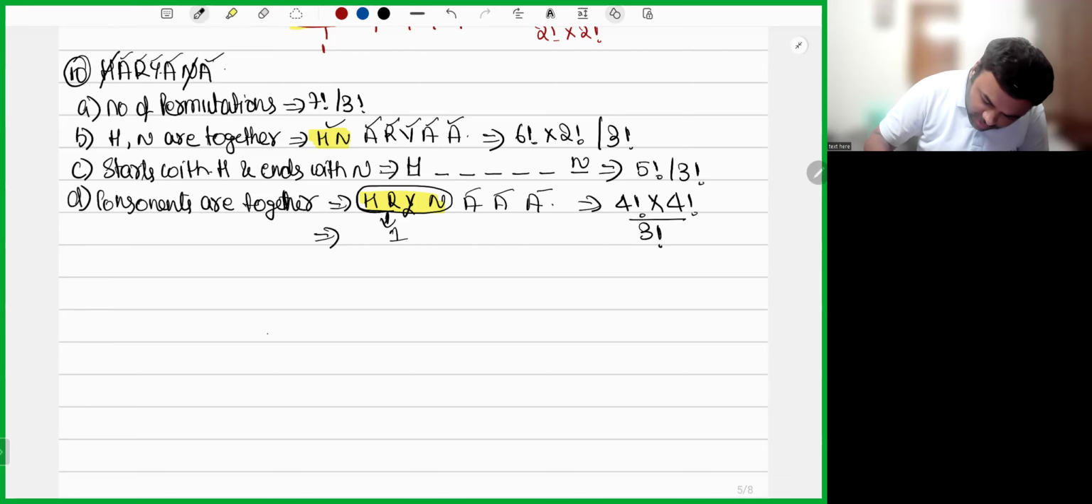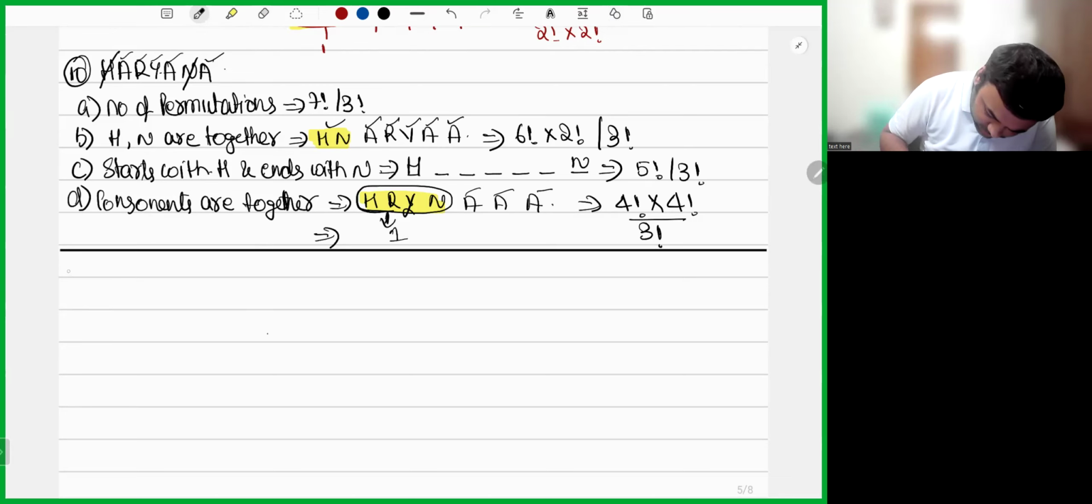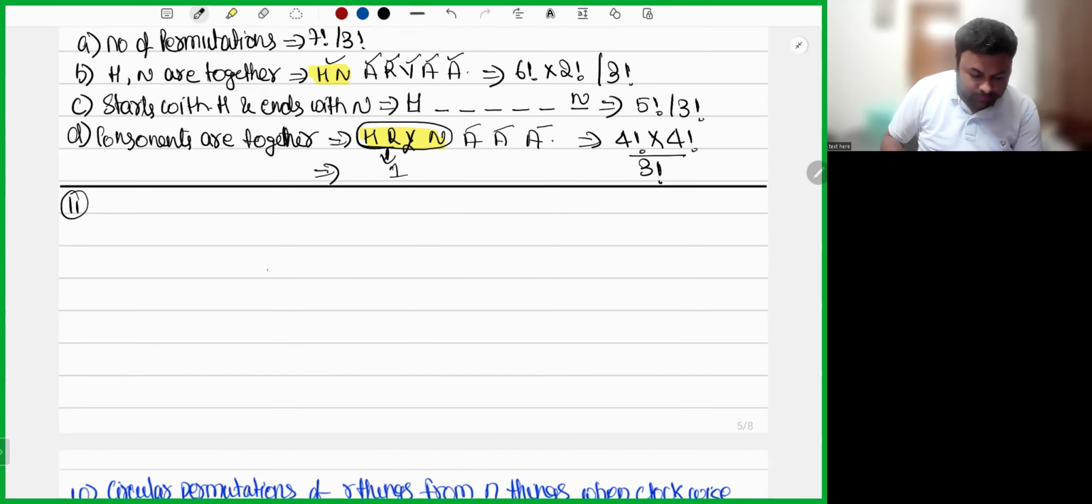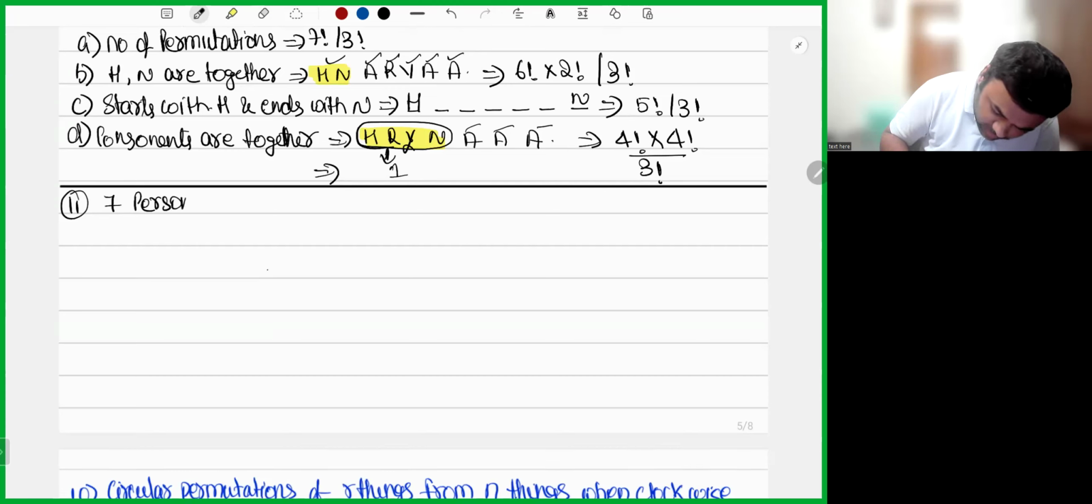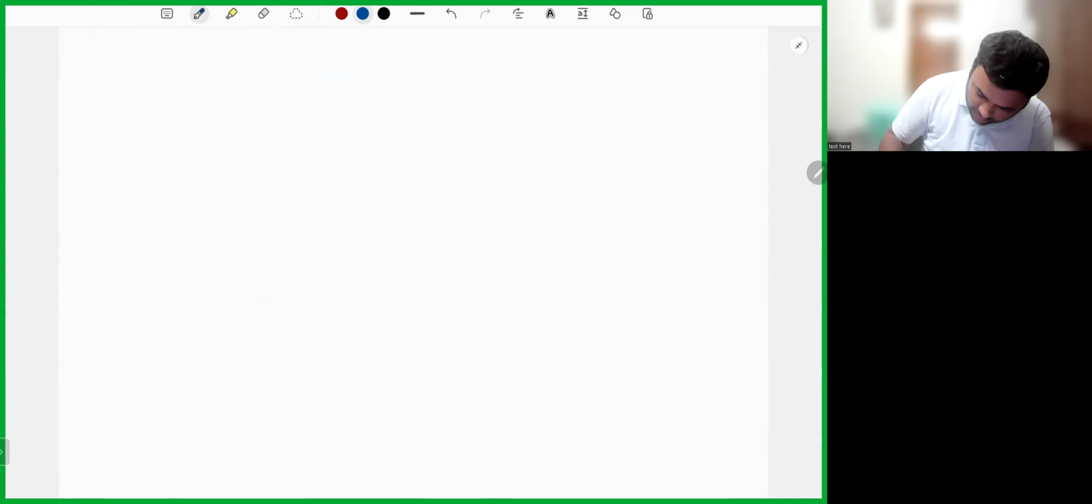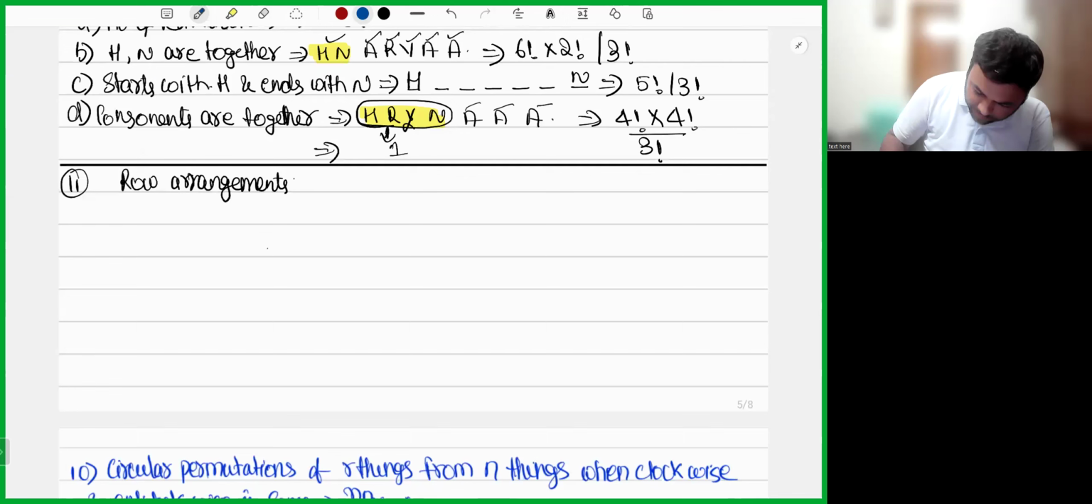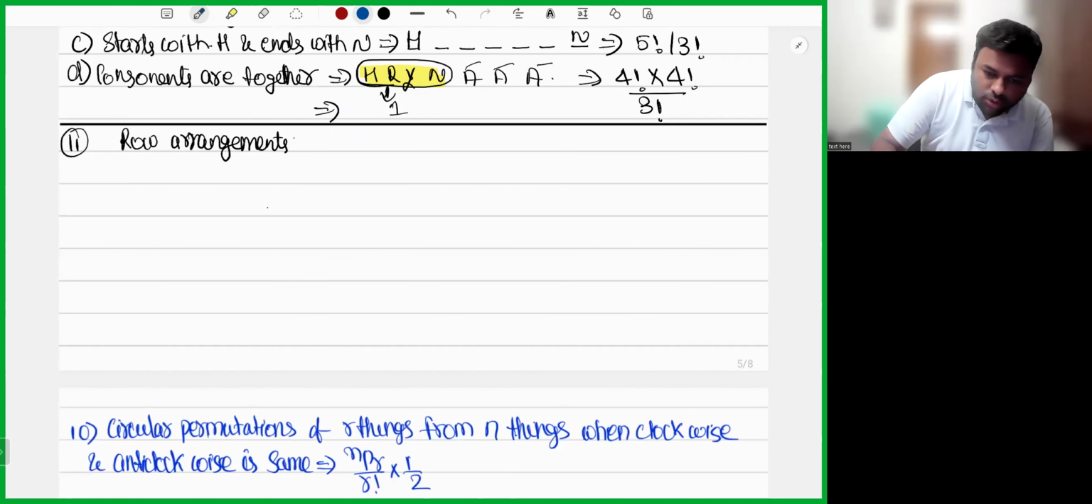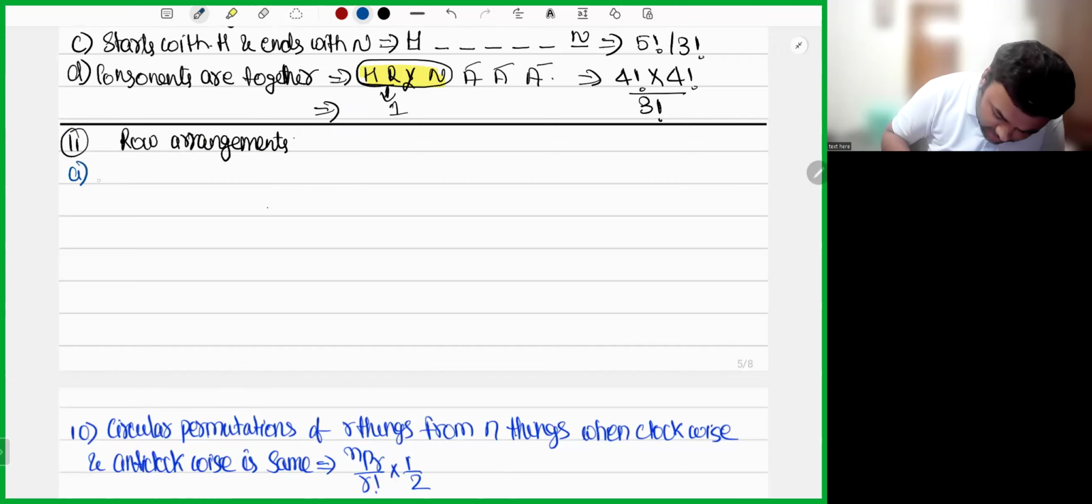So 10 examples we have done. Now let's go for the 11th example. 7 persons are there. These are row arrangements. Now see this row arrangement. Please look into this row arrangement. Point number A. I am telling total 7 persons are there.